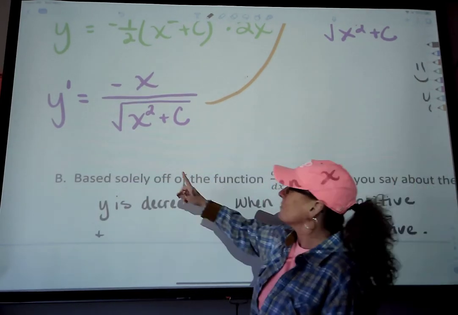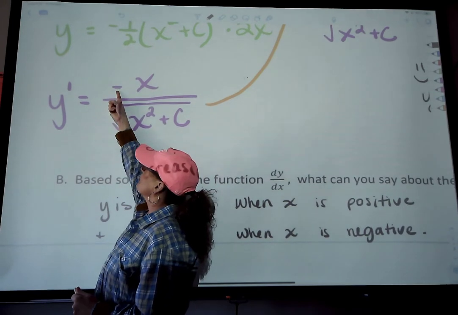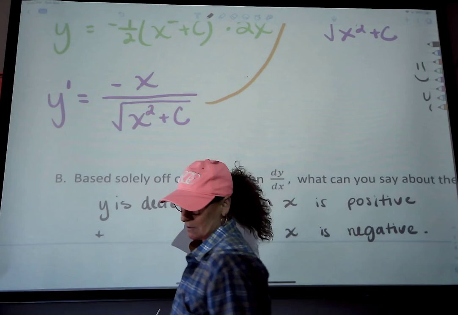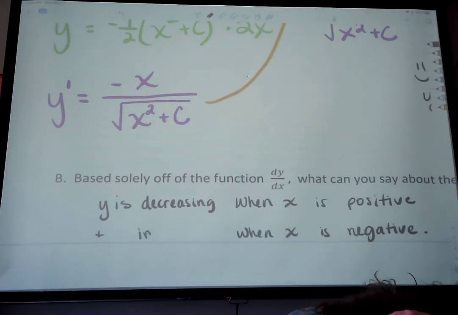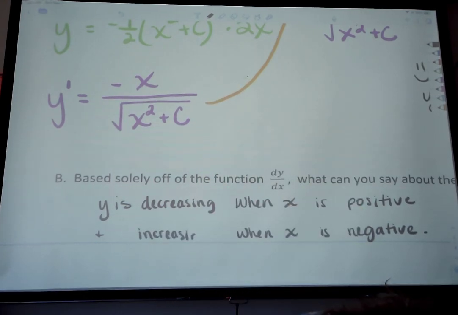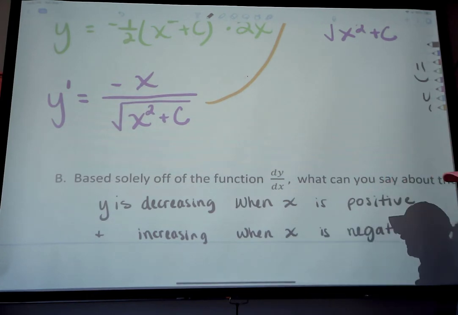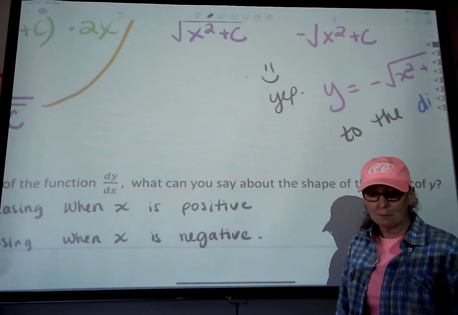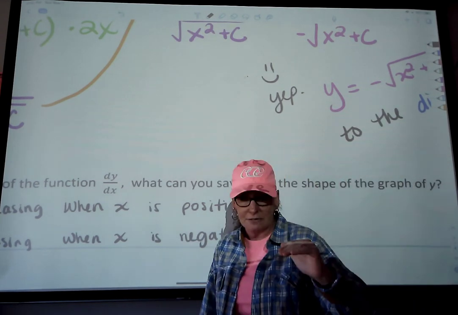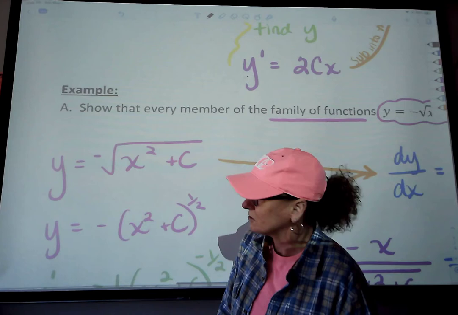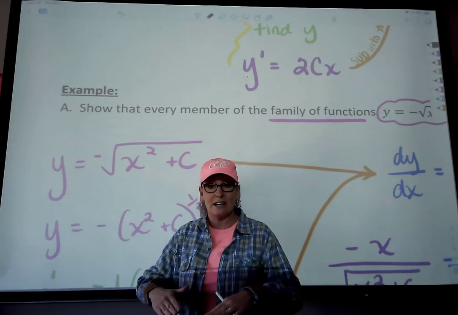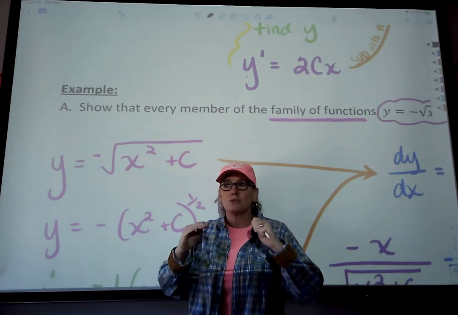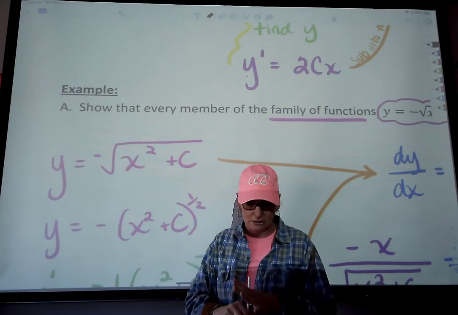And then when x is negative, this turns it positive, which means my fraction is positive, which means my slope is positive. Y is increasing when x is negative. That's what I can say about the graph of y, based solely off of the derivative. What else can we say about y? Well, we could also say that y is always below the x-axis, but we just verbally talked about that. That wasn't what the question asked. It just wanted the shape of the graph based on its derivative.